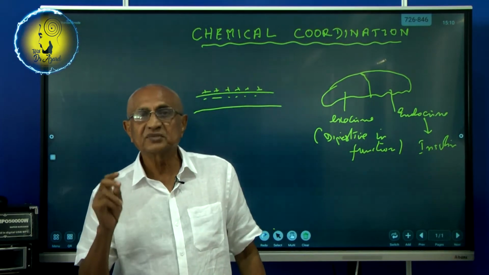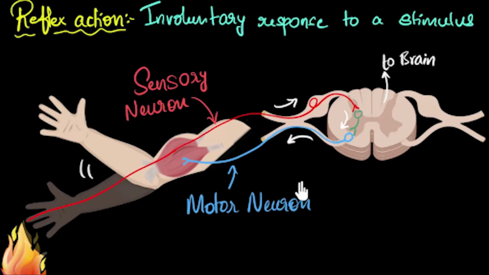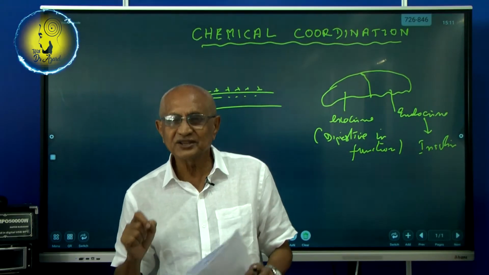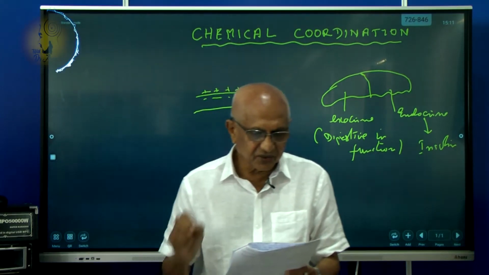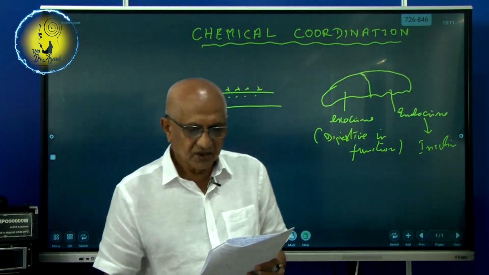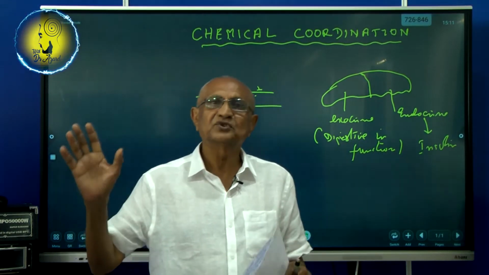Response. Nervous system response is very quick. You touch a hot object. The moment you touch a hot object, you take your hand away. Why? Because the message goes to the spinal cord and the reply comes back asking the muscles to contract. So the action is very quick, an instant effect. Hormones take a longer time to act.